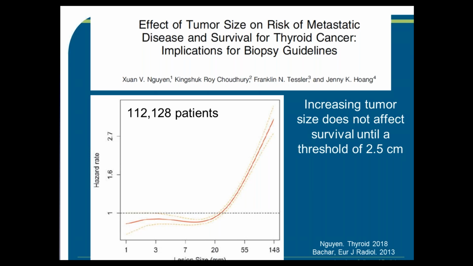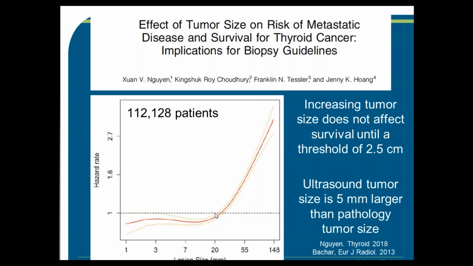Then the other paper that talks about size is a paper that we published recently in Thyroid. This took the SEER database, and this time it was for 112,000 patients. This table shows the results of the effect of size on survival in a multivariate analysis. The take-home point from this graph is that it's not until the malignancy reaches 2.5 centimeters that the survival ends up becoming poorer than the baseline. This dotted line is the baseline. The further thing I want to say is that the ultrasound size is 5 millimeters larger than the pathologic tumor size, and for all the patients in the SEER database, their size is based on the pathologic tumor size. So if we're saying 2.5 centimeters on this graph, we're really talking about 3 centimeters on thyroid ultrasound.